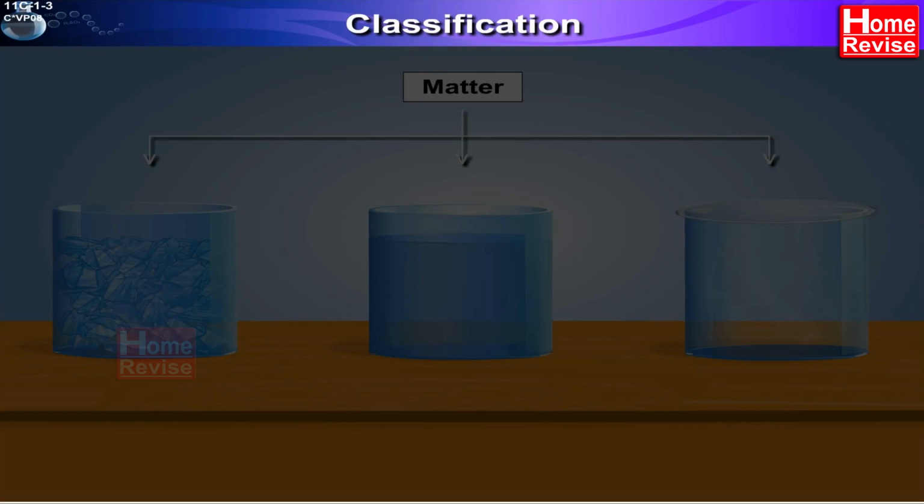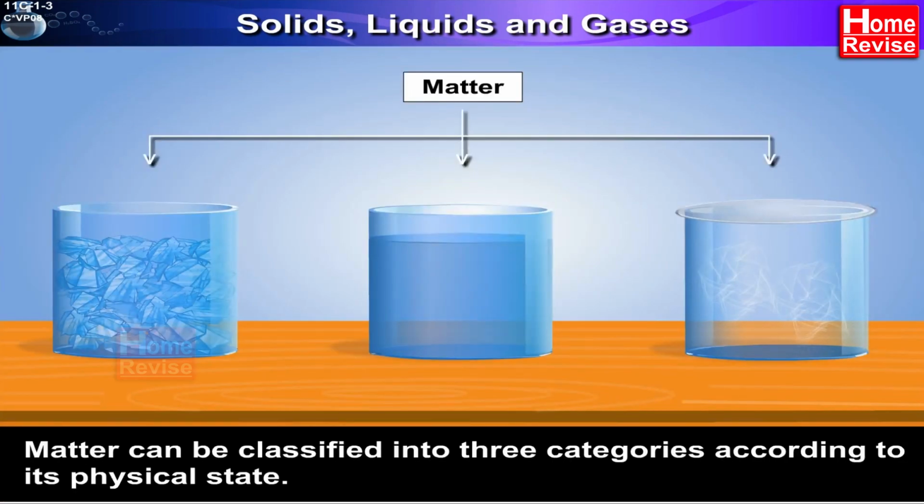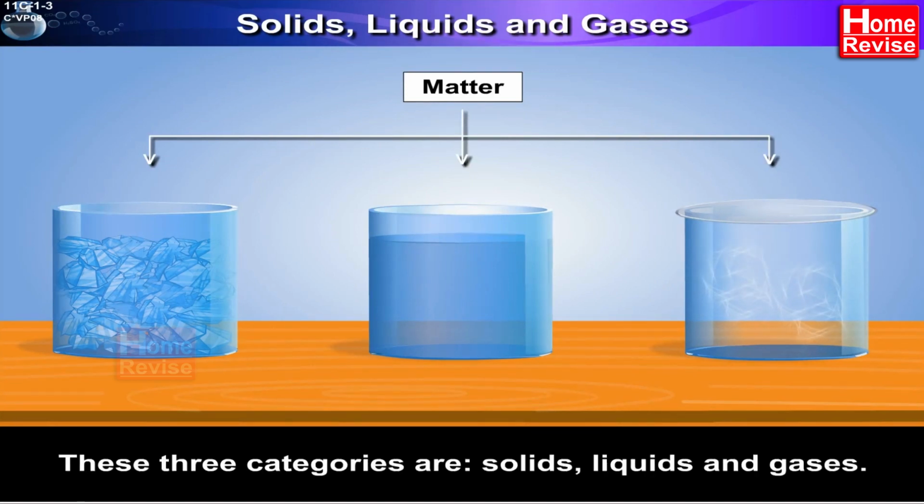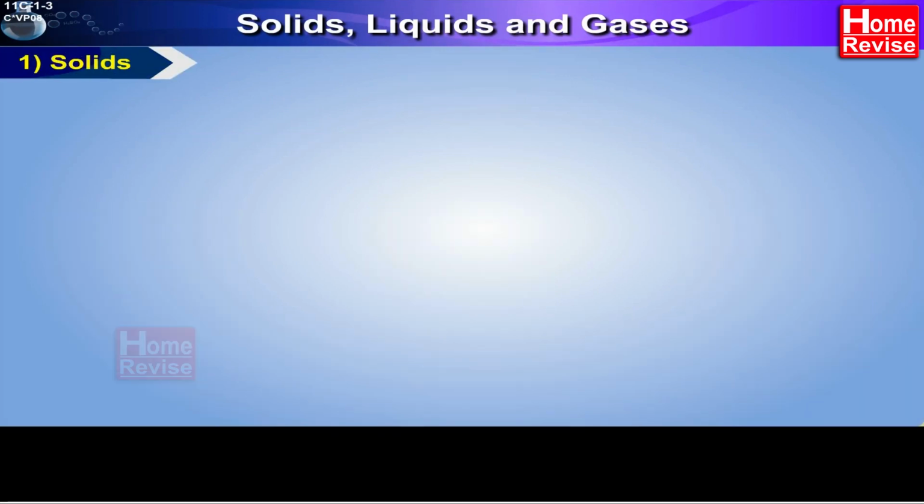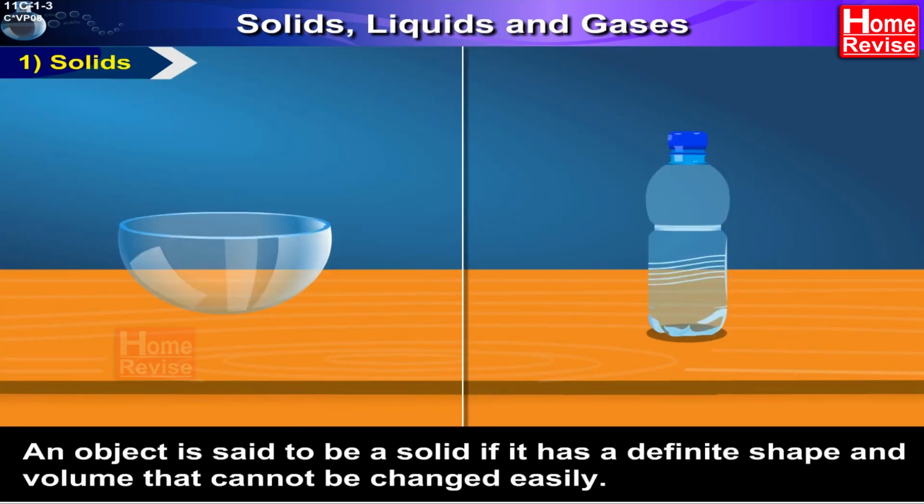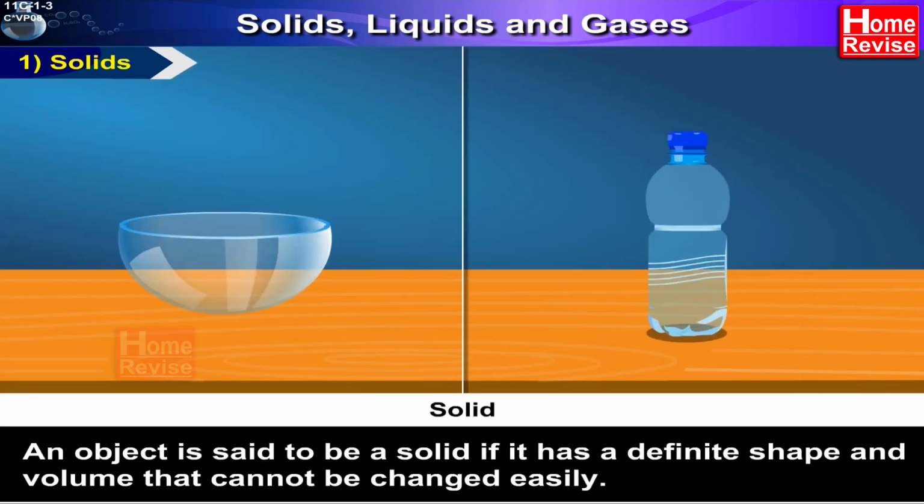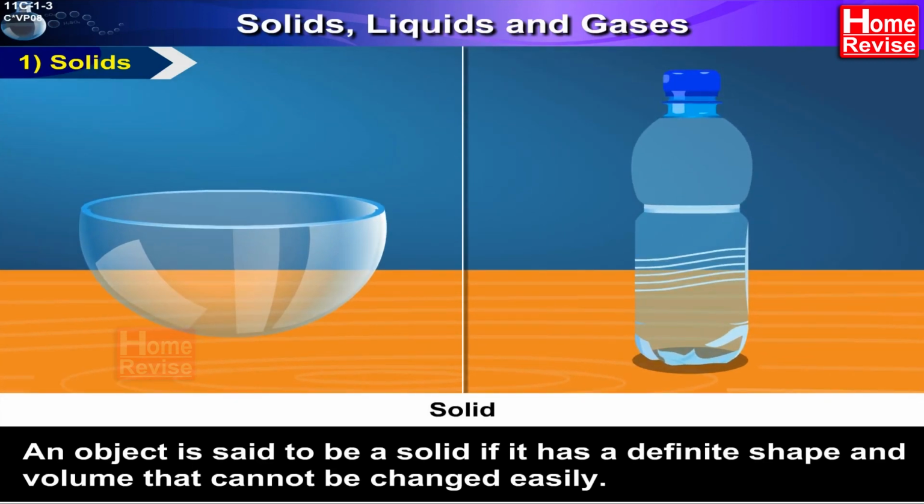Classification. Solids, liquids, and gases. Matter can be classified into three categories according to its physical state. These three categories are solids, liquids, and gases. 1. Solids. An object is said to be a solid if it has a definite shape and volume that cannot be changed easily.